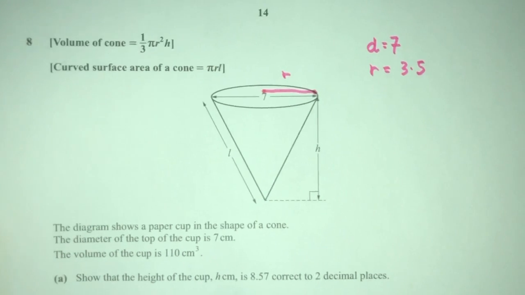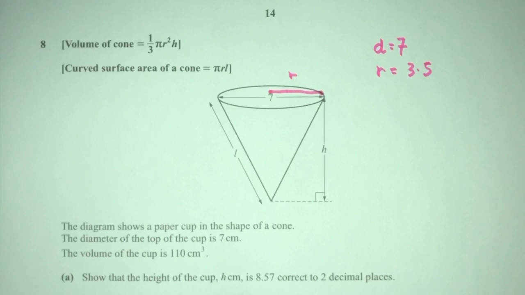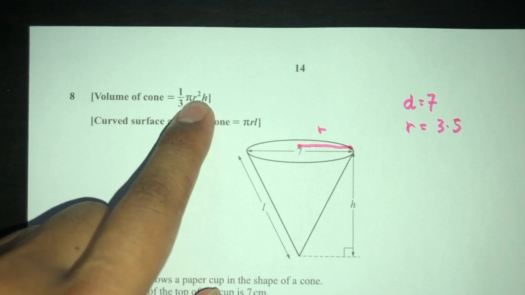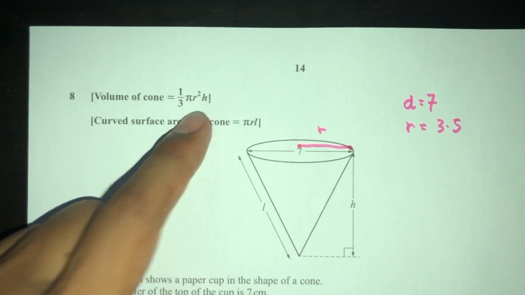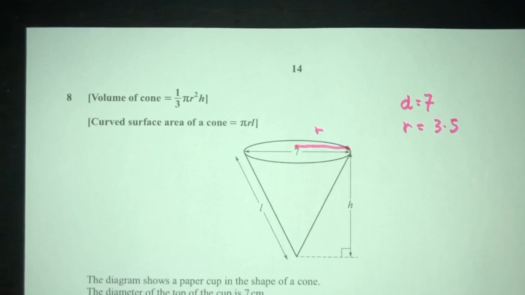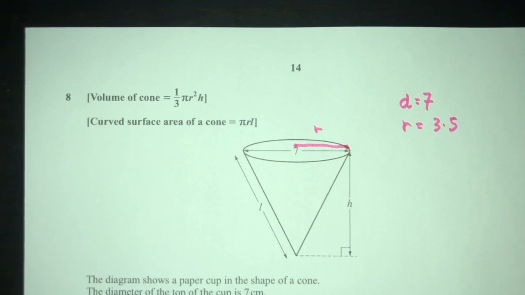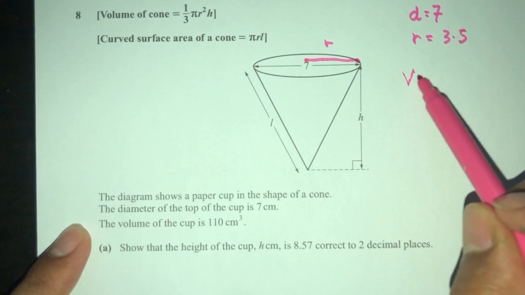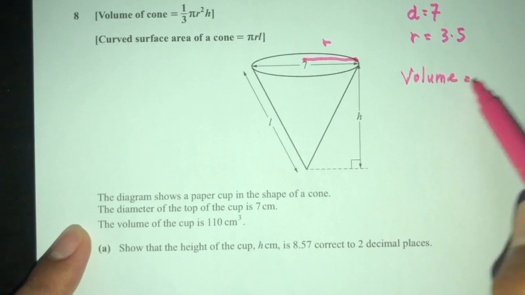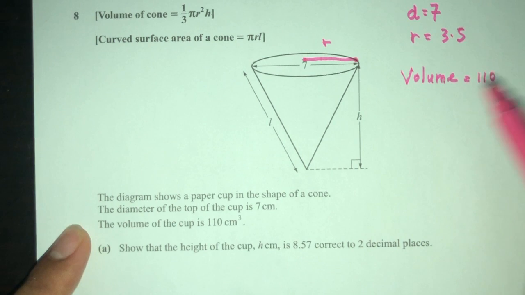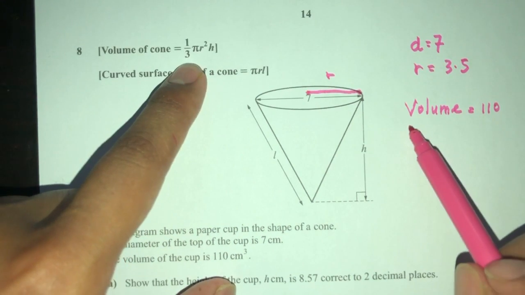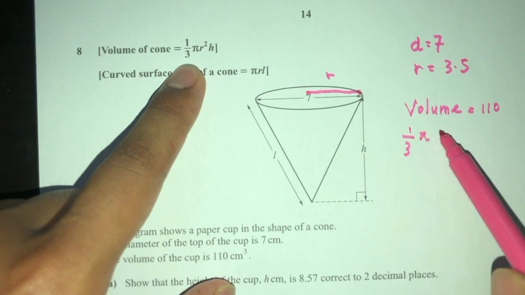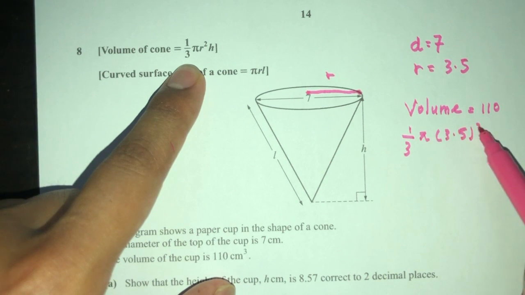Now, why do we need to find the radius? Because as you can see, all the formulas, they include radius but not diameter. So we just have to know this to use the formulas, right? So that is part 1, and part 2 is the volume of the cup is this much. The volume is equal to 110. How do you find the volume? Using this formula, which is 1/3 pi r square, 3.5 square, h is 110.